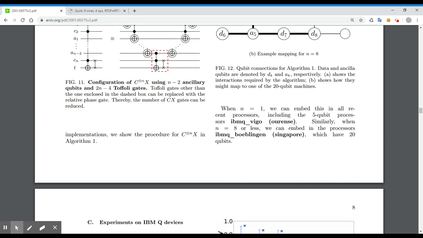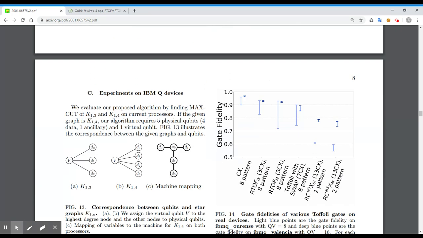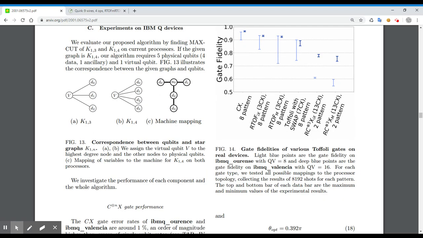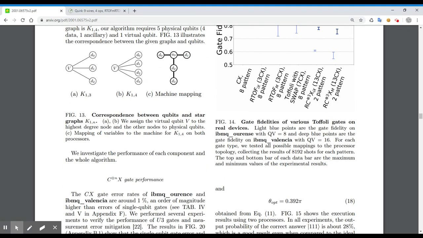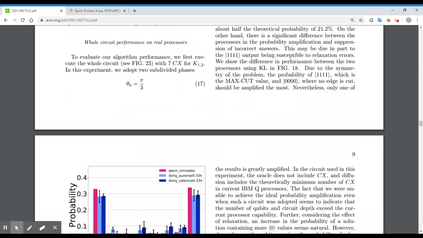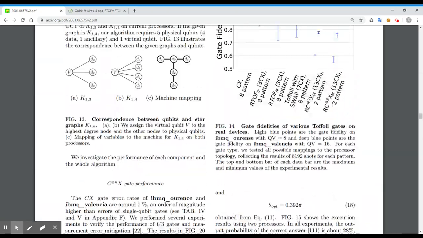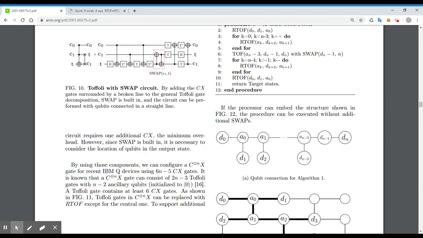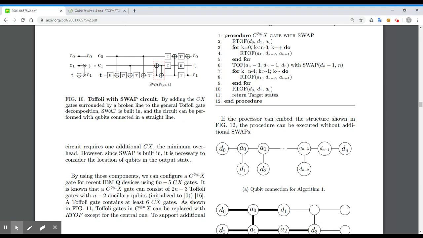Okay, and then the next is experimenting on IBM devices. We evaluated our proposed algorithm for finding max clique for K13, K14 on current processors. If a given graph is K14, our algorithm requires 5 physical qubits, 4 data, 1 ancillary, and 1 virtual qubit. Figure 13 illustrates the correspondence between the given graphs and qubits. Okay, so that's going to be the next video. I'm going to implement that and run the same experiment and see what happens. Implement it with Qiskit.